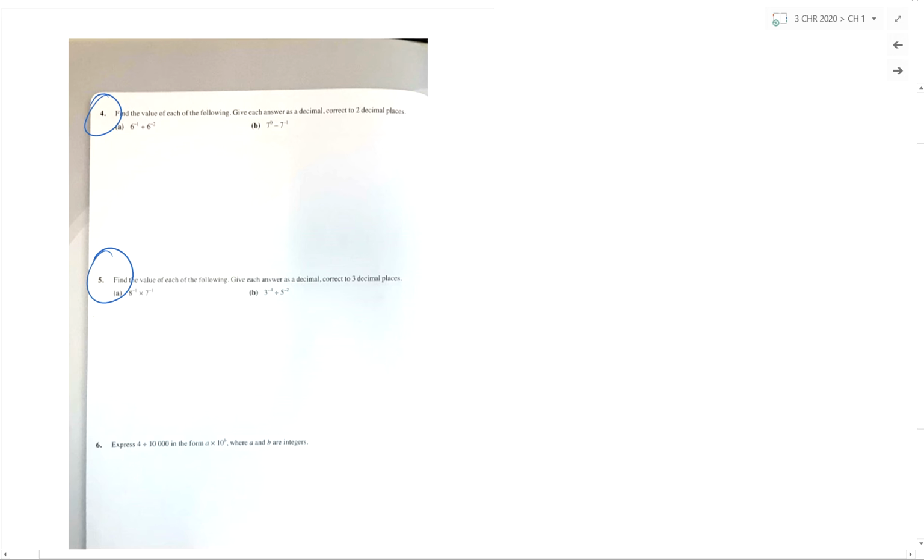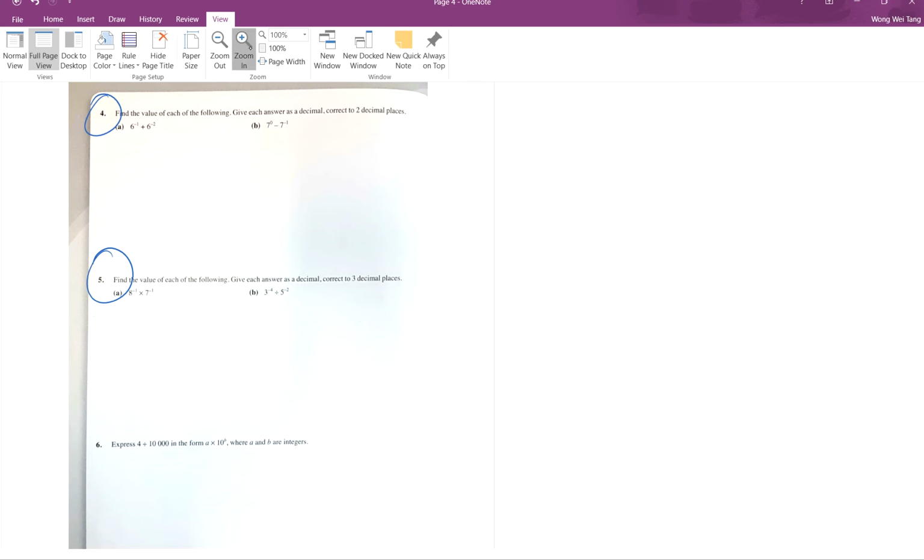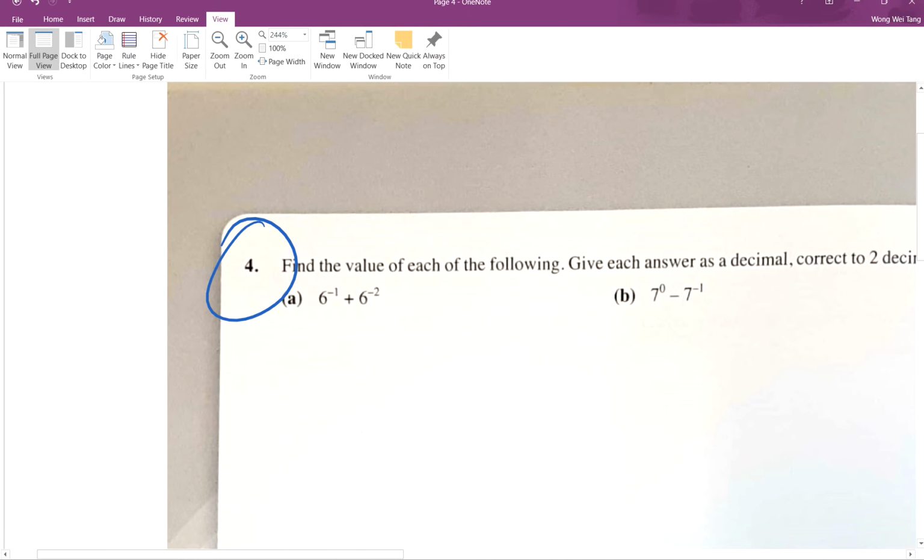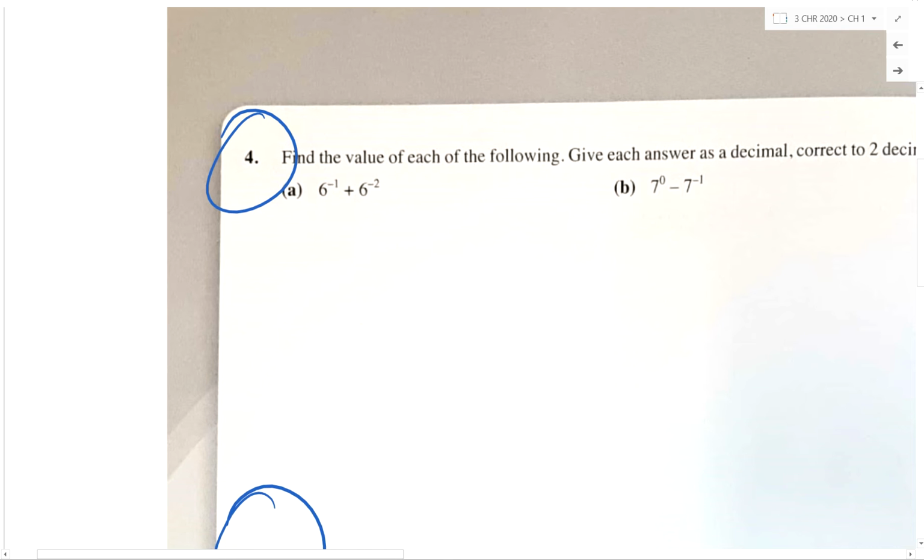Okay, and our next homework question, question number 4. Find the value. 6 to the power of negative 1 plus 6 to the power of negative 2. Well, we can use our calculator to find this out. But just for the sake of practicing, to recap what we have learned, can we rewrite 6 to the power of negative 1 in positive indices? Do you remember how to do it? Write it in positive indices.